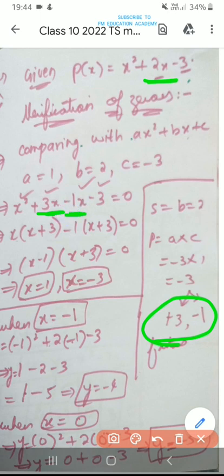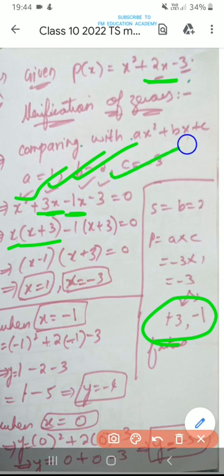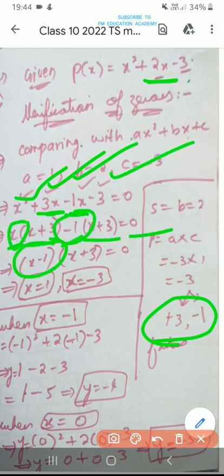Plus 3x minus 1x. So now take x common from these both. x into x plus 3, minus, take 1 common in these both, minus 1 into x plus 3 is equal to 0. x minus 1 will come in one bracket, x plus 3 is equal to 0. We got the value of x is 1, and the value of x is minus 3. So we got 2 zeros already.